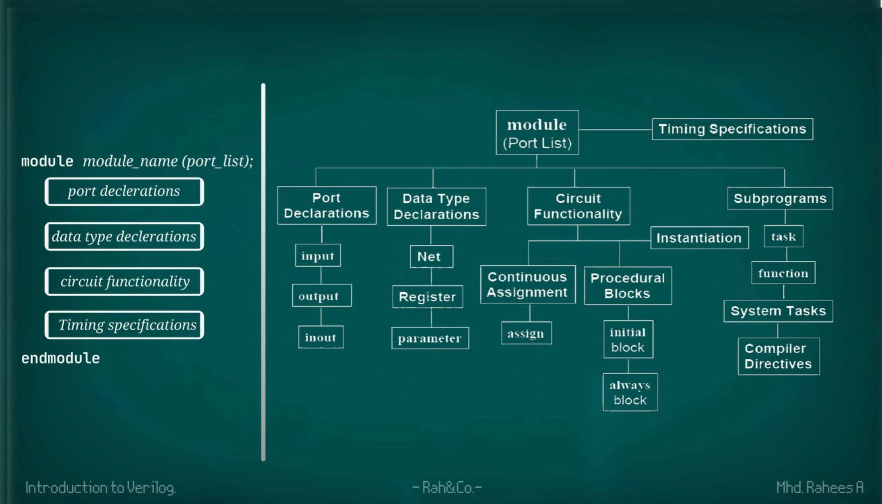Basic modeling structures. A module in Verilog is the fundamental building block for hardware design. It typically contains port declarations, data type declarations, the circuit functionality, and time specifications. These components together define how a hardware circuit behaves. Each section of the basic modeling structure is further explained using an example.